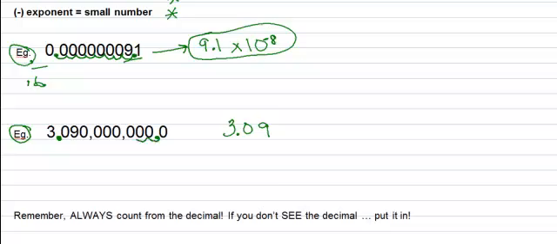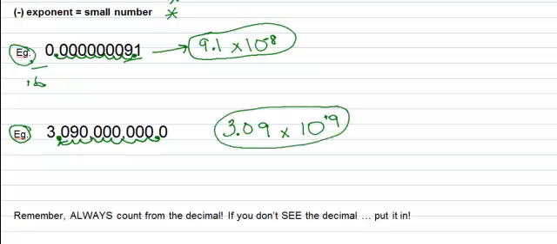We moved 1, 2, 3, 4, 5, 6, 7, 8, 9 places. So we have times 10 to the 9. This was a very large number, so the exponent stays positive, so we don't have to actually put the plus in there. I'm just putting it in there for effect. And that's how we've just translated this big number to scientific notation.